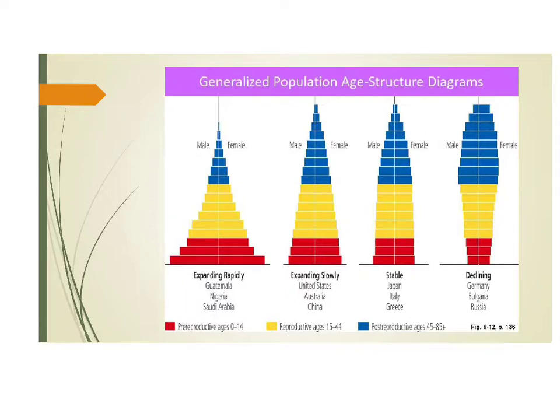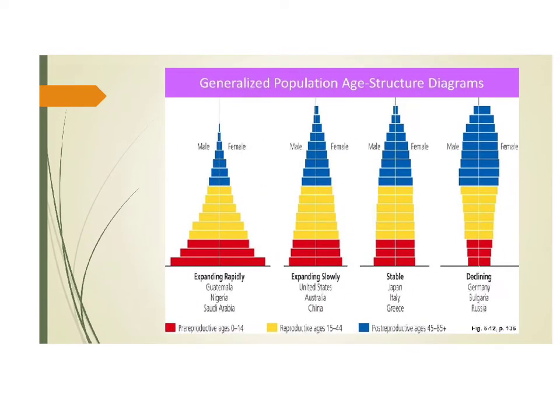All right, so here are some generalized age structure diagrams. You are expected to know these on the AP exam. If you look down here at the bottom, you're going to see the key. Pre-reproductive ages are 0 to 14, and they're coded in red on this particular graph. Reproductive age is 15 to 44. Post-reproductive age is 45 to 85. And there is our key right there.